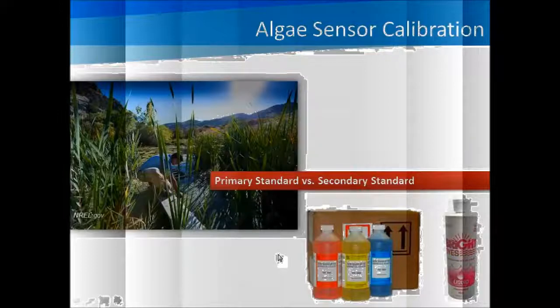Now, as you remember, our sensors are making an in vivo measurement in the water. As a result, the only primary standard available to calibrate these sensors is a water sample itself. So in this way, the sensor is different from other sensors on a multi-parameter sonde that may have primary standards available, an example being something like a pH buffer. So this is not the case with algae sensors.